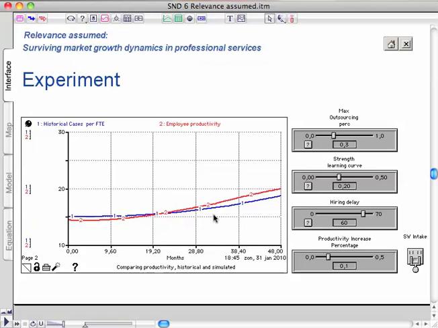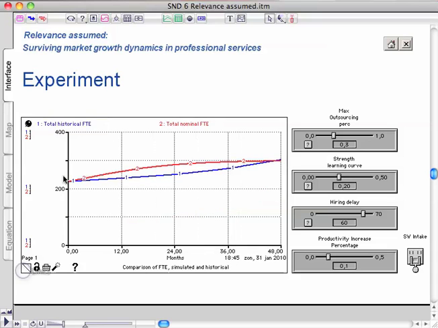If we go to the historical behavior of this case, let's first move to the number of historical cases per FTE. That is the blue one. The red one is the same thing, but it's called employee productivity in the model. You see there's a nice historical fit there.